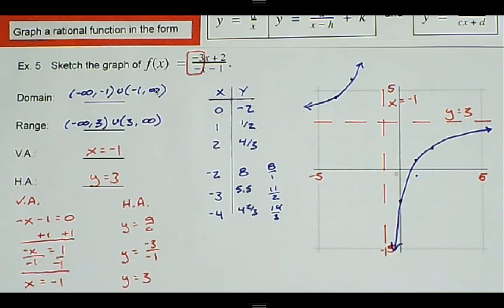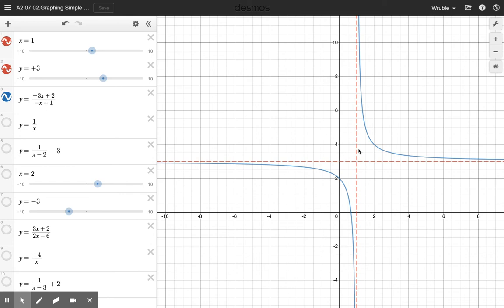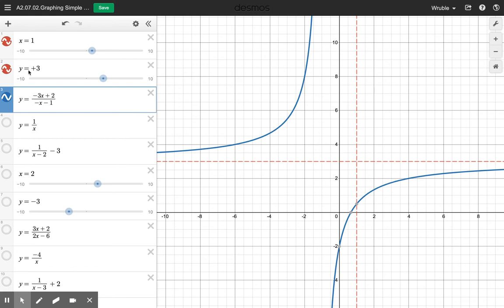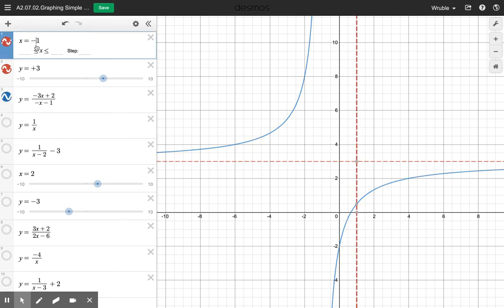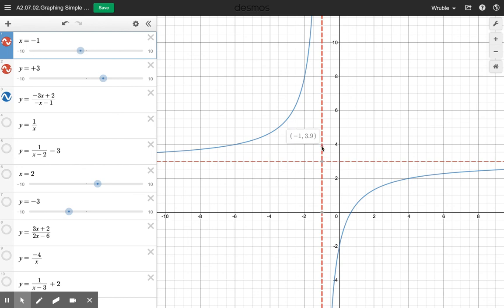And we can take a look at what that graph looks like. We have our vertical asymptote at positive 1. Oh, I have this equation graphed in here incorrectly, so let's change this to negative 1, and then this has to be negative 1. There we go. We have our vertical asymptote at x equals negative 1, and our horizontal asymptote at y equals positive 3, and then we have our hyperbola graph there.